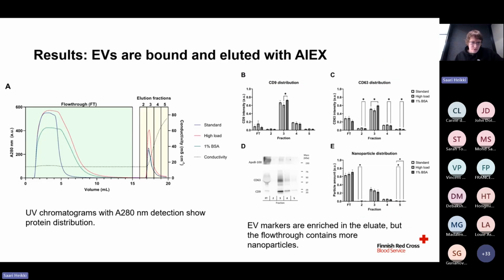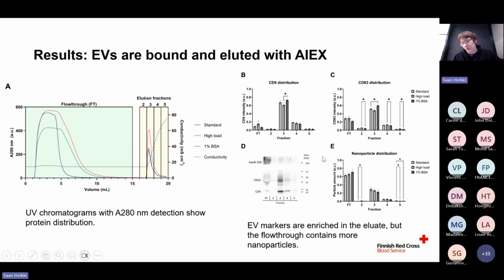So first, this is what the chromatogram looks like. Like I said, there's a flow-through fraction and then elution fractions. Fraction number 3 seems to be the peak fraction. And then we analyzed with Western blotting how these EV markers are enriched in which fraction, and we find that fraction 3, which is the peak elution fraction, seems to be the most concentrated regarding these EV markers, CD9, CD63, which are the tetraspanin membrane proteins associated with EVs. Regardless of the sample type, this was always the case.